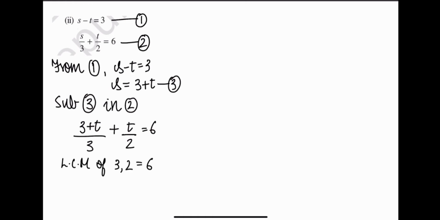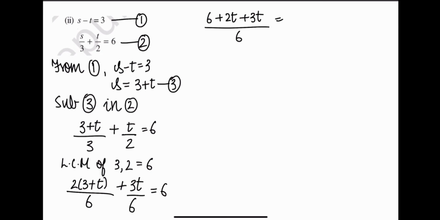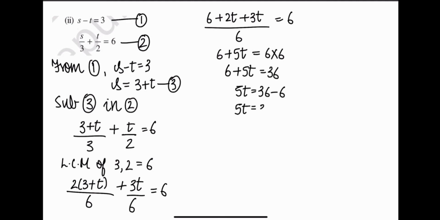We know the LCM of the two fractions is 6, and therefore what we do is we add both of these in such a way that we multiply the first one by 2 and the second numerator by 3. This is what we get. Now, take the 6 from the denominator to the other side. We know 5t = 30. Therefore, t = 30 by 5, which is equal to 6.